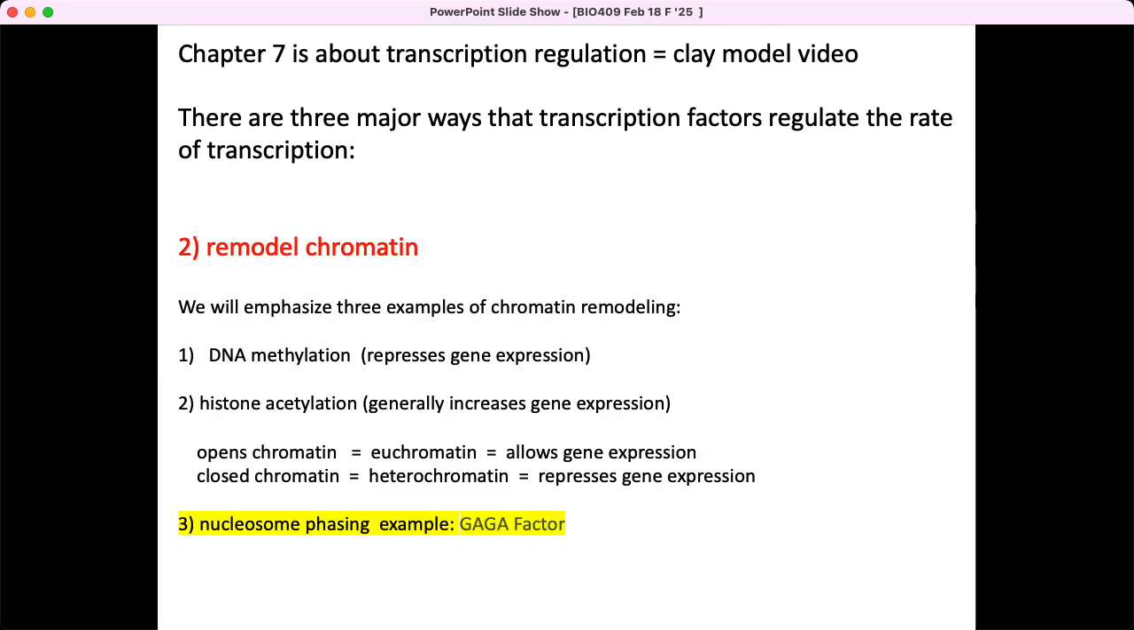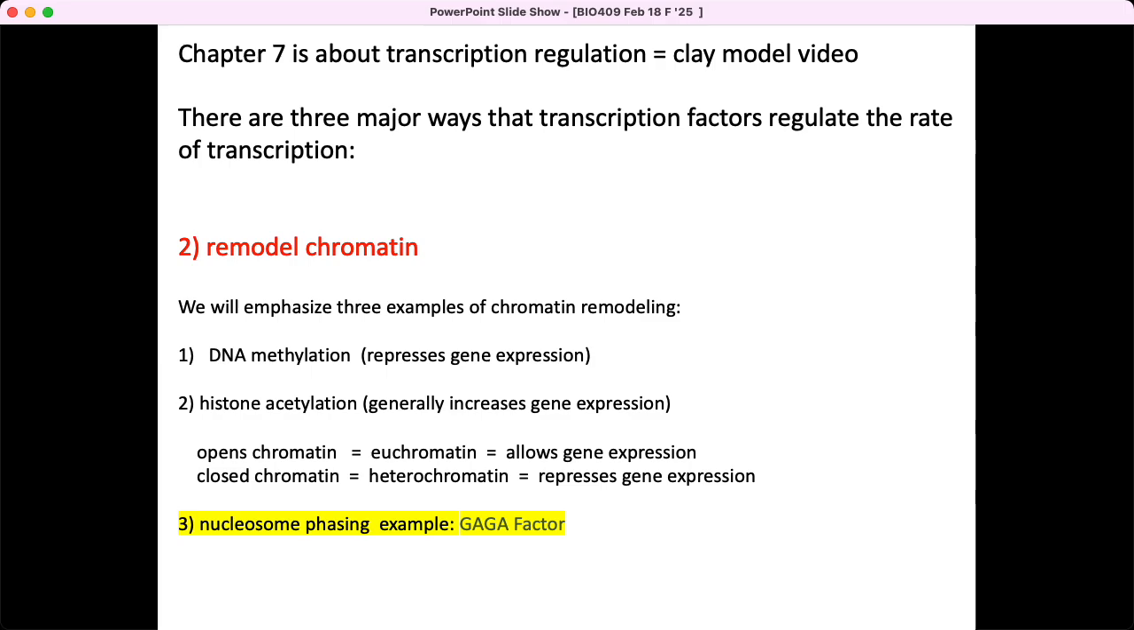So we said, we have that example with the estrogen receptor, and it fits in here. And then we have a little example, just a little bit of DNA methylation stuff. And then we have this one down here with the GAGA factor that fits into the heat shock transcription factor story. And that's a good example of another type of chromatin remodeling. So the three types of chromatin remodeling that we'd especially emphasize are DNA methylation, histone acetylation, and nucleosome phasing. And we have an example of each of those.